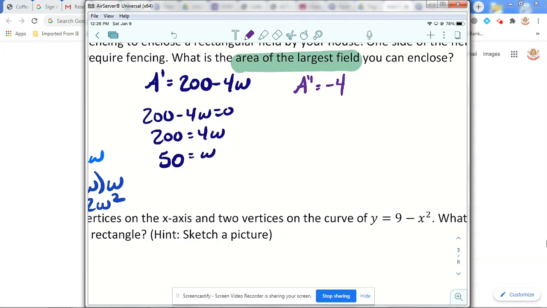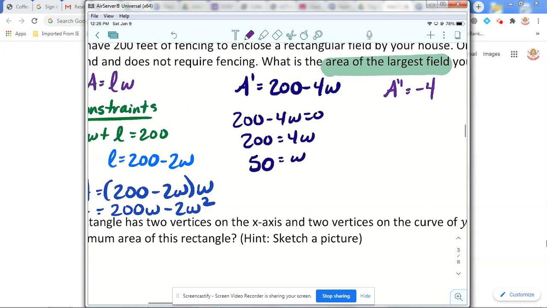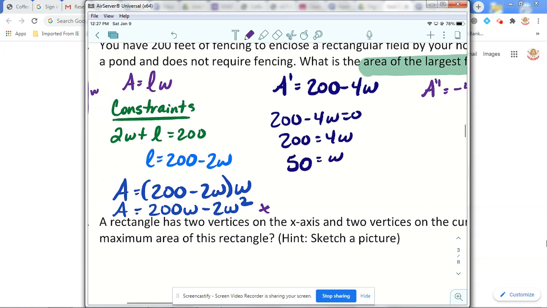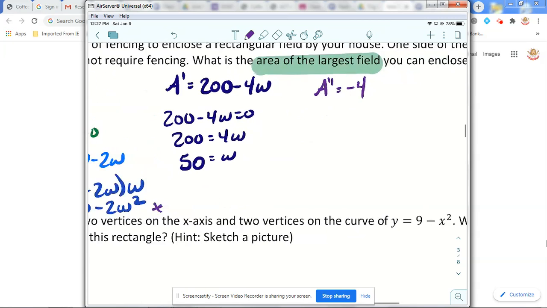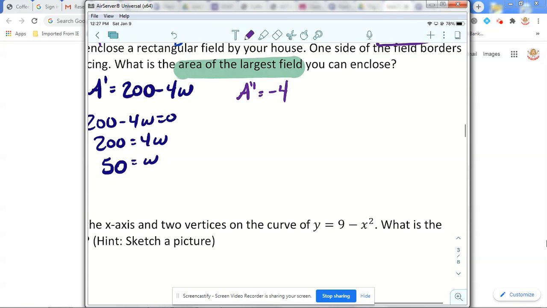And the second derivative is -4, which means that the function is always concave down. And if we thought about it, this is a quadratic function. If we thought about what it looked like, we would know that it's only concave down. So if there's a critical number, then it's definitely going to be a maximum.